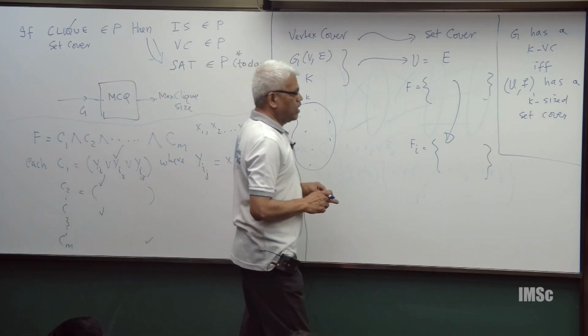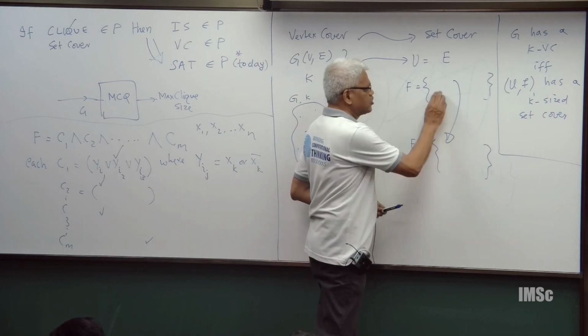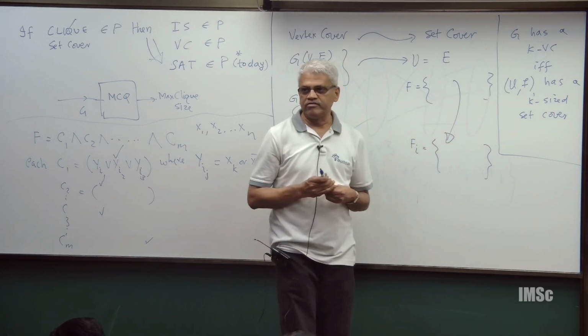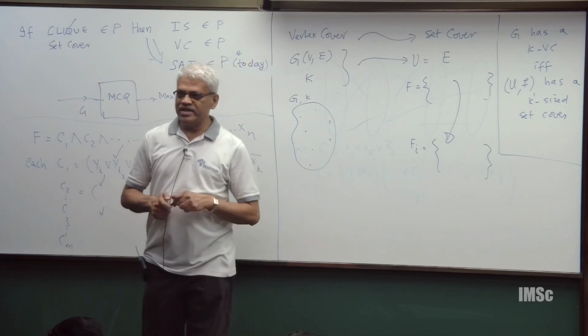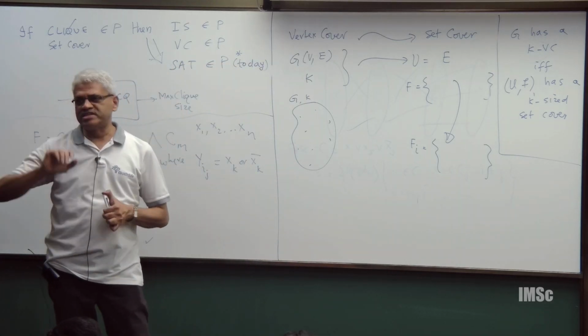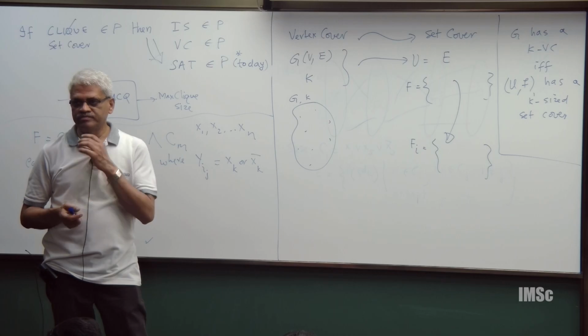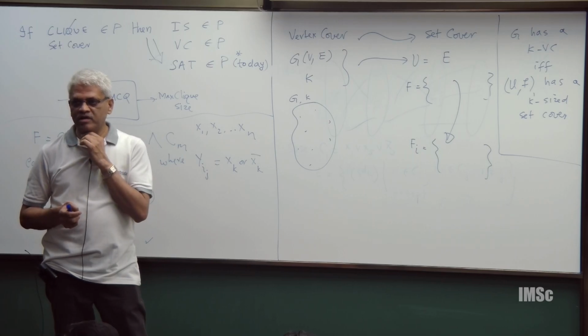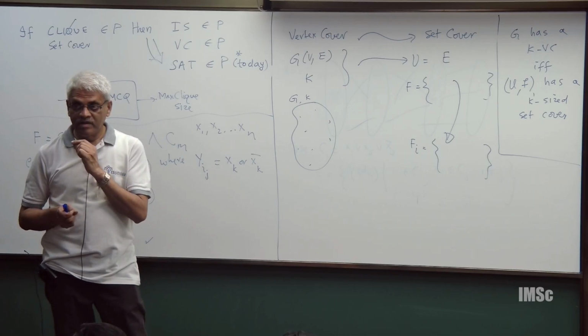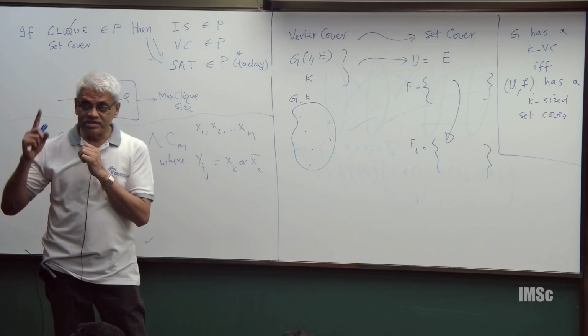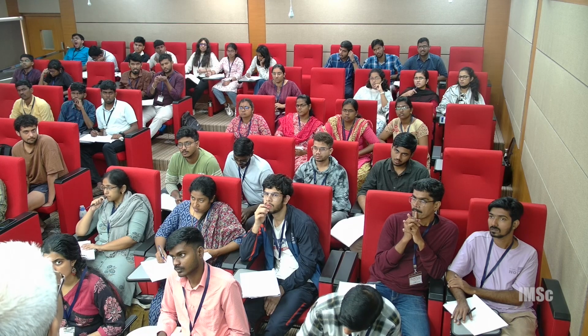So, how many sets should I have and what should each set have? We said each set is a subset of edges. Okay, so how many sets should I have? One set corresponding to each edge.